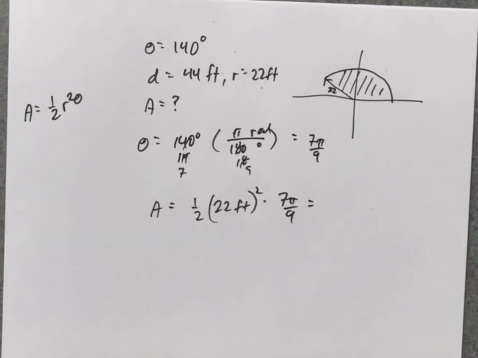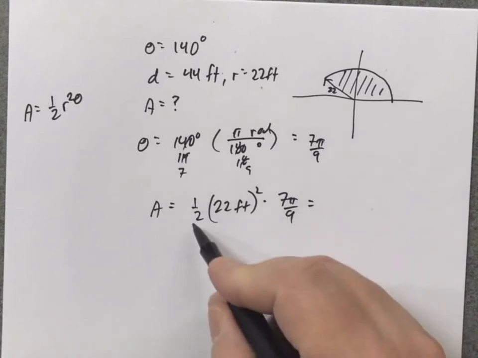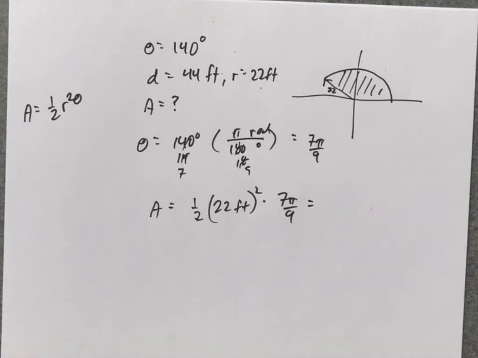I'm going to grab my calculator, see what this equals. 22 squared times 7 times pi divided by 9. I forgot what I did. 22 squared times 7 times pi divided by 9, then divided by 2. 26.867, which rounds to 26.9. But I look at my answer, and that's not the answer. So let's do it again.